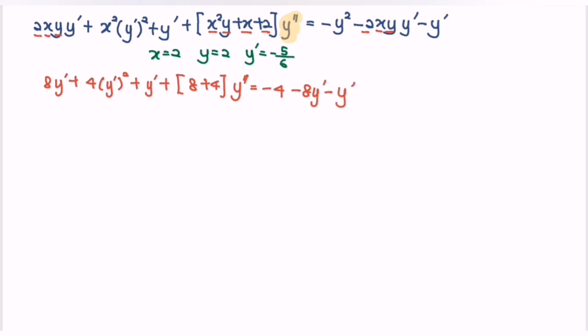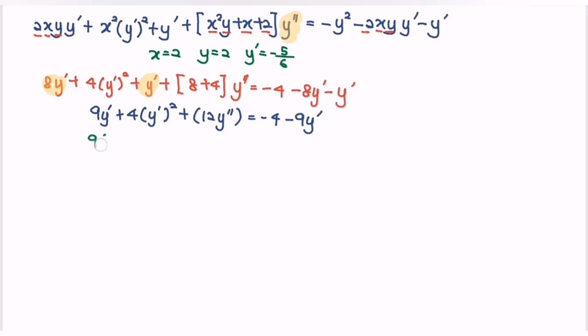Simplify the situation. We will have 8y prime plus this y prime, so we will have 9y prime plus 4 bracket y prime squared, plus we have 12y double prime equals negative 4 negative 9y prime. So simplify the situation by substituting the value of y prime in order to determine y double prime, which is the second derivative.